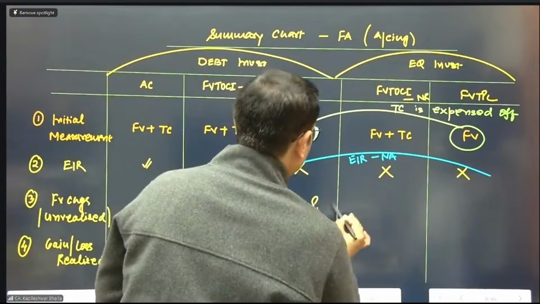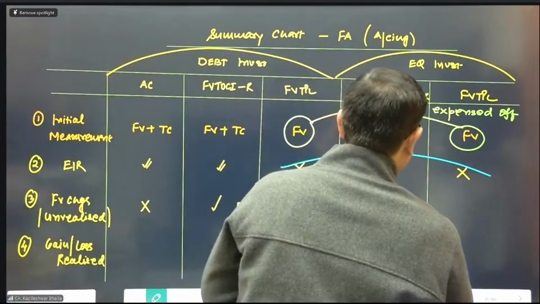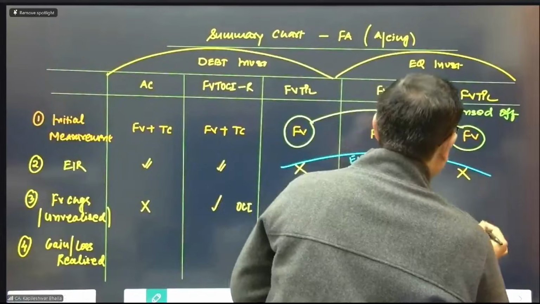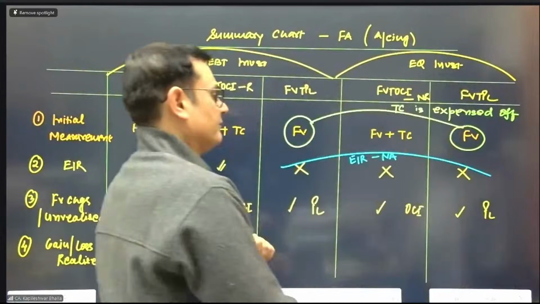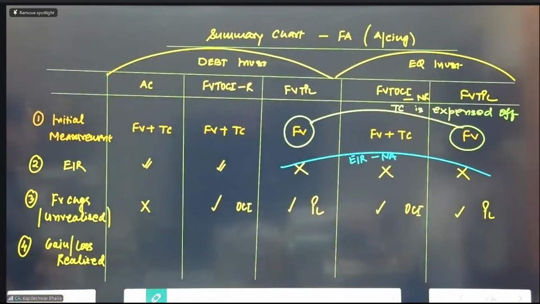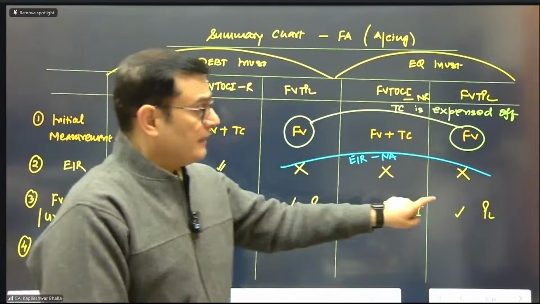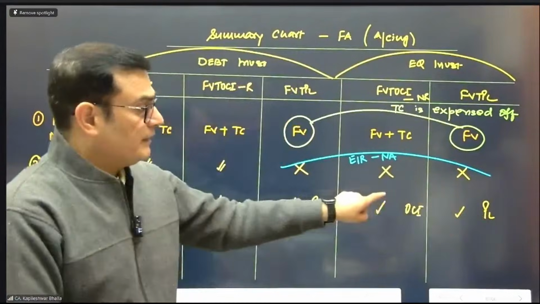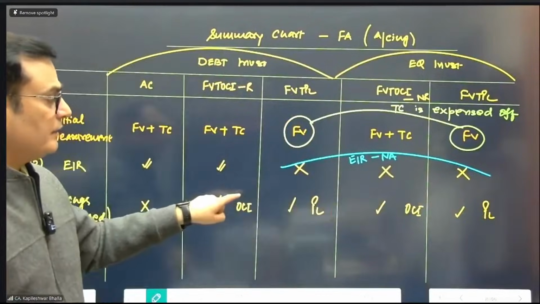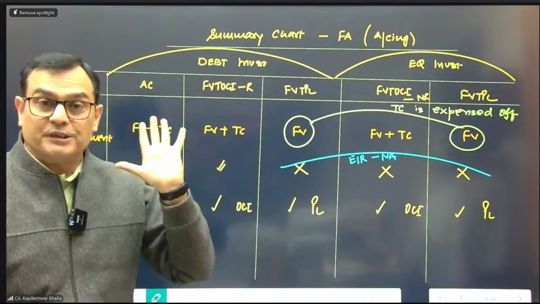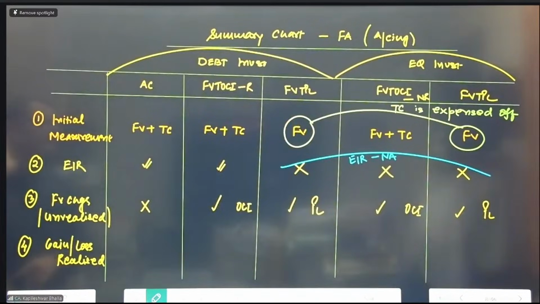Yes, it goes in P&L. Yes, it goes in OCI. Yes, it goes in P&L. So I think as the name is suggestive, FVTPL, then in the P&L, OCI, then in the OCI. So that's the change. AC, the fair value changes are not captured.